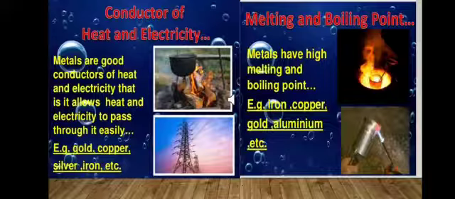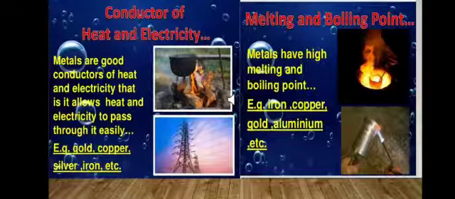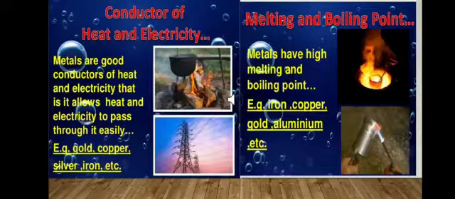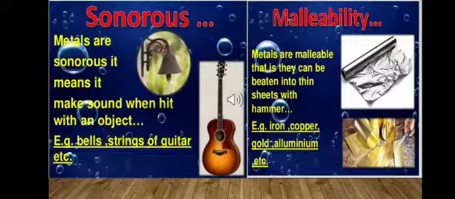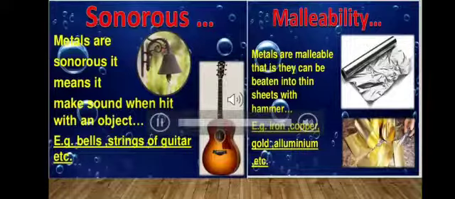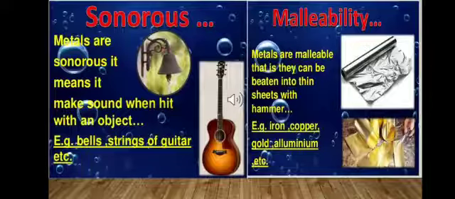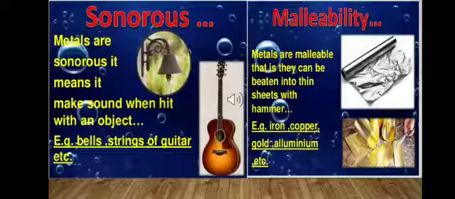Next is the melting and boiling point. Metals have high melting and boiling points. For example, when we talk about copper, iron, gold, aluminum, they have very high boiling and melting points. Next property we talk about is sonority. Metals are sonorous, which means they produce sound when struck with another object. For example, bells, strings of a guitar, etc. They are all sonorous as they produce sound.